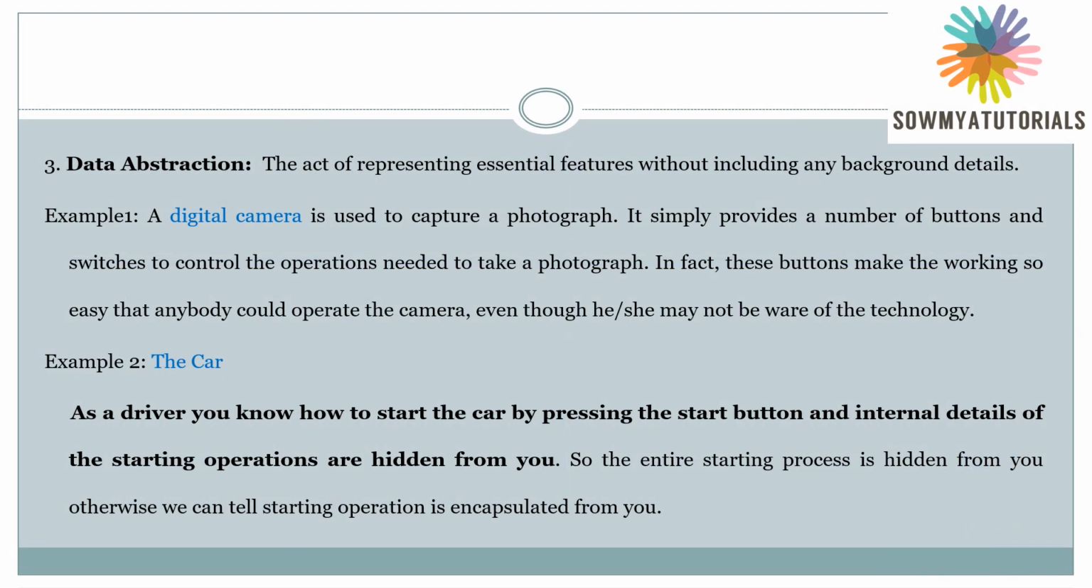Next one. Third is data abstraction. What is a data abstraction? The act of representing essential features without including any background details. This is the definition of data abstraction.